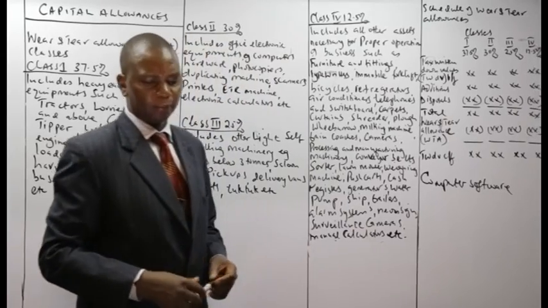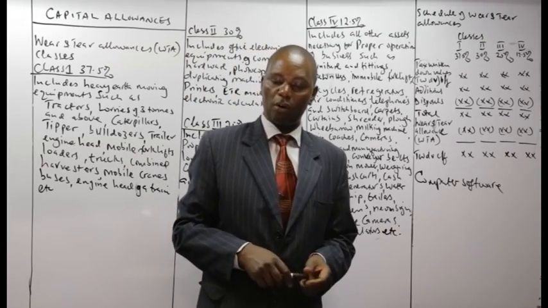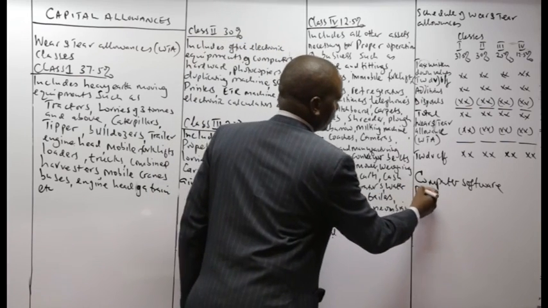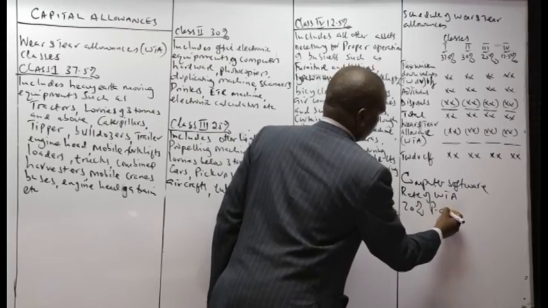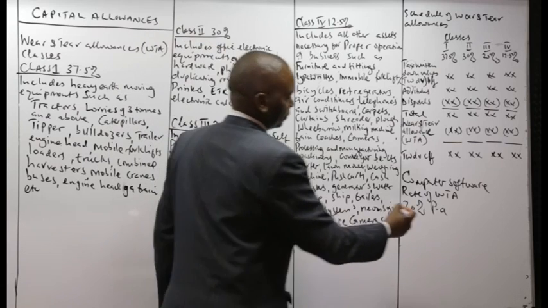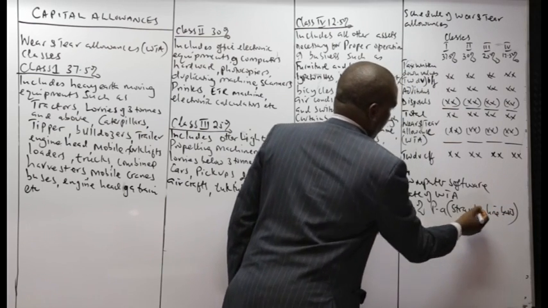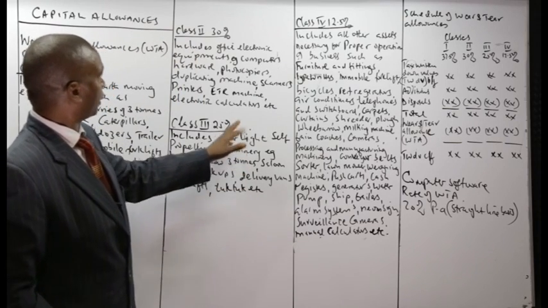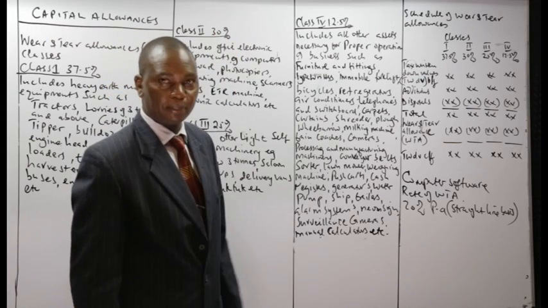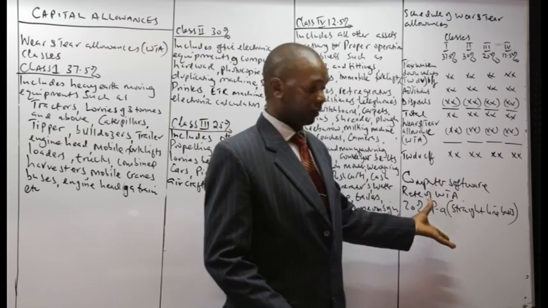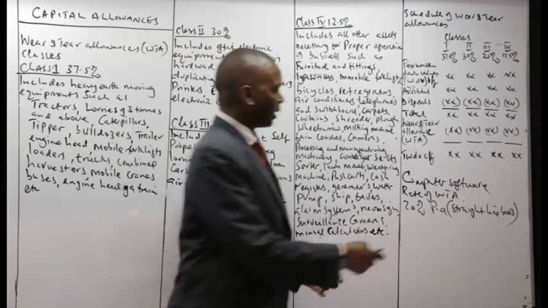Now the computer software qualifies for wear and tear allowance at the rate of 20% per annum on a straight line basis. So we are separating the computer software from the hardware. The hardware we've put in class 2, and it is enjoying the wear and tear allowance at the rate of 30%. The software we have put in its separate class, where it is enjoying wear and tear allowance at the rate of 20% per annum on the straight line basis.